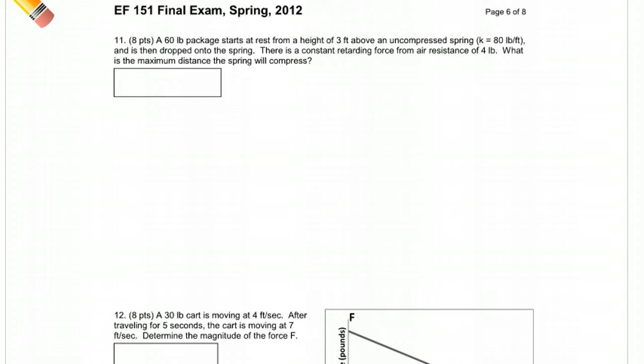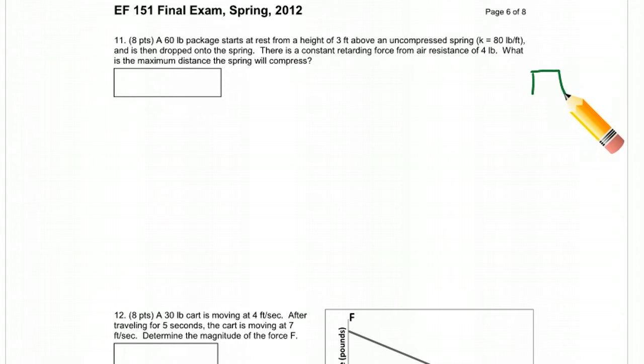Okay, number 11, Spring 2012, EF 151 final exam. A 60-pound package is dropped on an uncompressed spring, with a constant retarding force of 4 pounds from air resistance. What's the maximum distance the spring will compress?